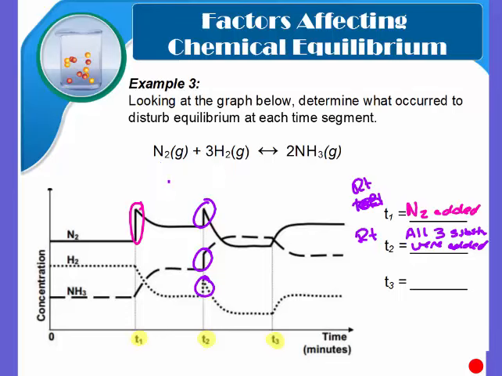So at T3, we can see our hydrogen went up, and nitrogen went up, and our NH3 went down. Therefore, the reaction must be shifting to the left. We have 4 moles of gas, and we have 2 moles of gas. It's shifting towards more gas, which means we must have increased the volume or decreased the pressure.